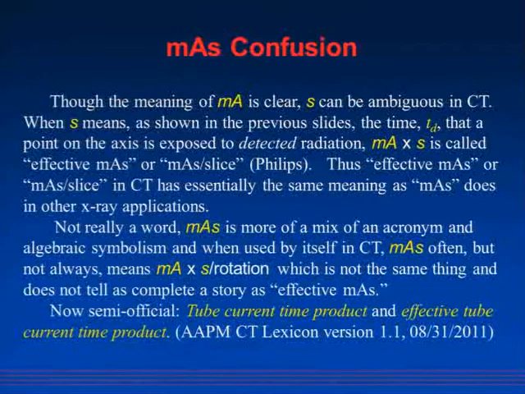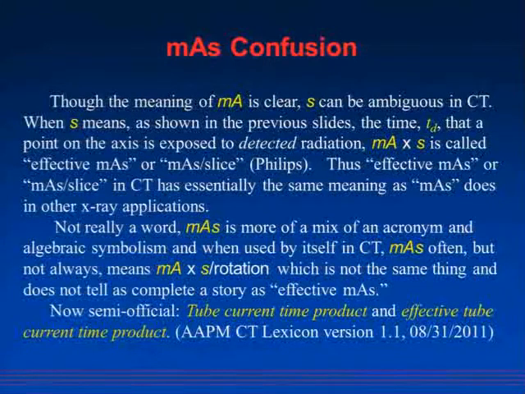Mass confusion. Though the meaning of mA, milliamps, is clear, s can be ambiguous in CT. I think over the past few years people have been a little bit more careful in saying what they mean by mAs, but one has to be awfully careful when one goes from vendor to vendor. When s means, as shown in the previous slides, the time that a point on the axis is exposed to detected radiation, not the whole beam, but the part of the beam that's used for making images, mA times s is called effective mAs.